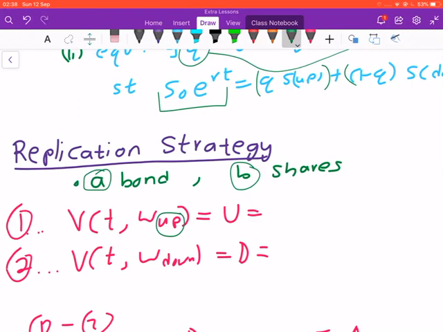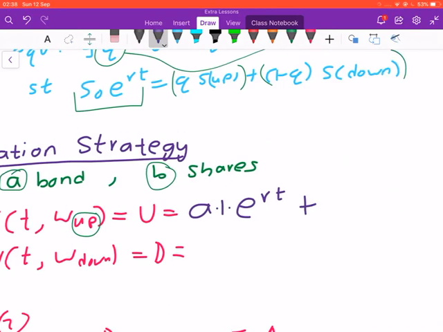So it's going to be equal to A. This is when we are assuming that the risk-free bond is going to cost you $1, right? So let's say each risk-free bond costs $1. So if each risk-free bond costs $1, the payoff is A times 1 times the risk-free rate compounded to maturity, plus B of the share, and the share is up, because we are looking at the up market, right?